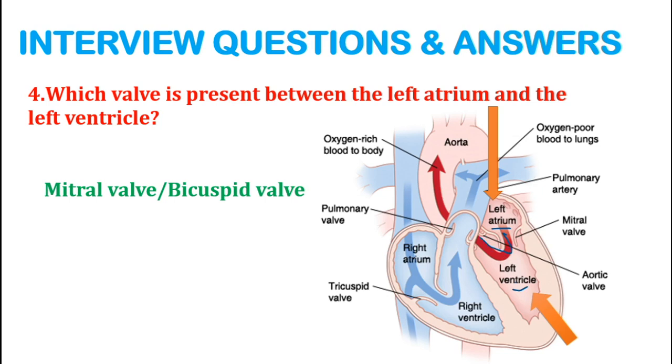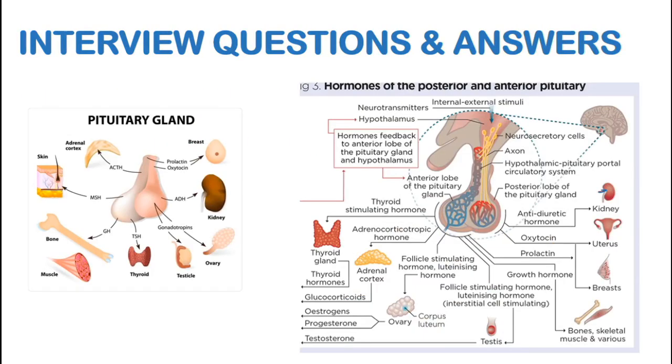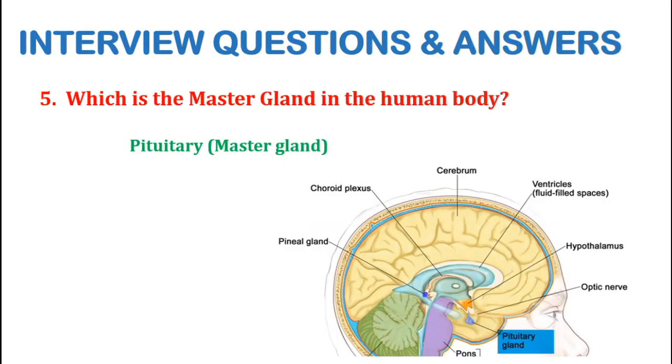And the next question, which is the master gland in the human body? The answer is the pituitary gland, which is also called the master gland.